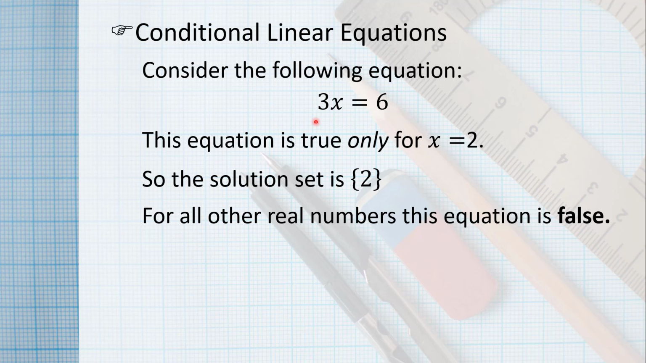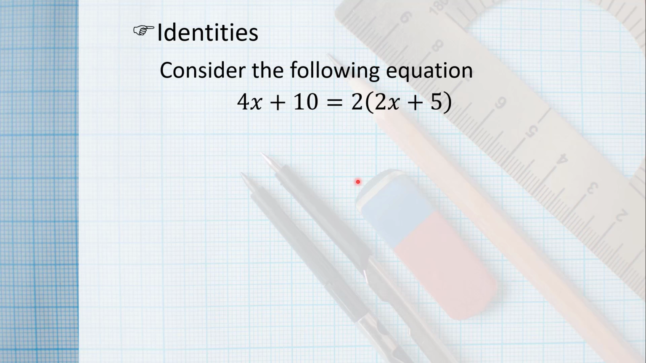So we say that this is a conditional equation. This equation is true based upon the condition that x is equal to 2. If x is any other number, it is false, and that's the idea behind a conditional equation. The next type of equation is called an identity. For example, consider this equation right here. 4x plus 10 is equal to 2 times the quantity 2x plus 5.